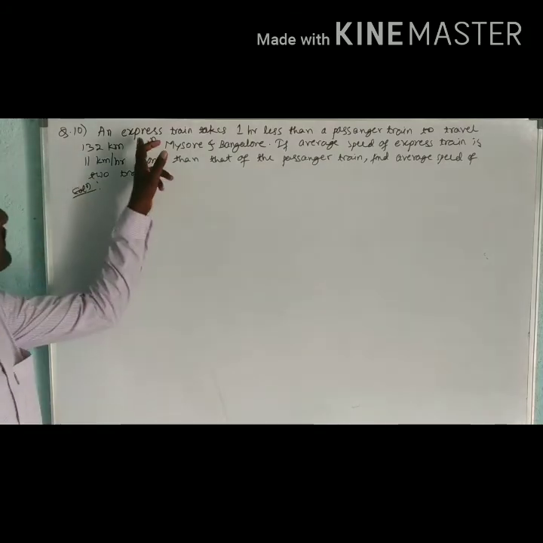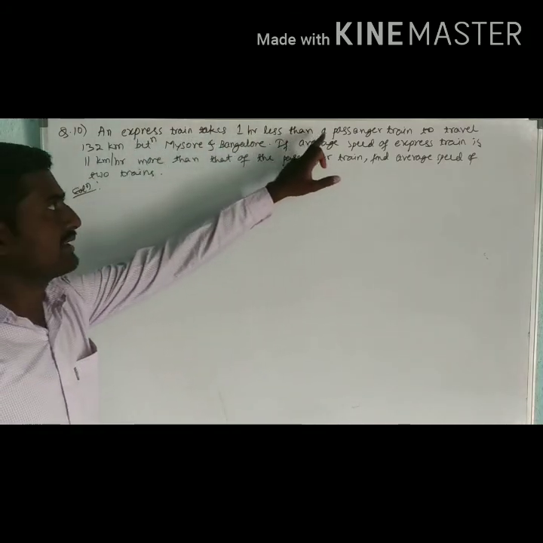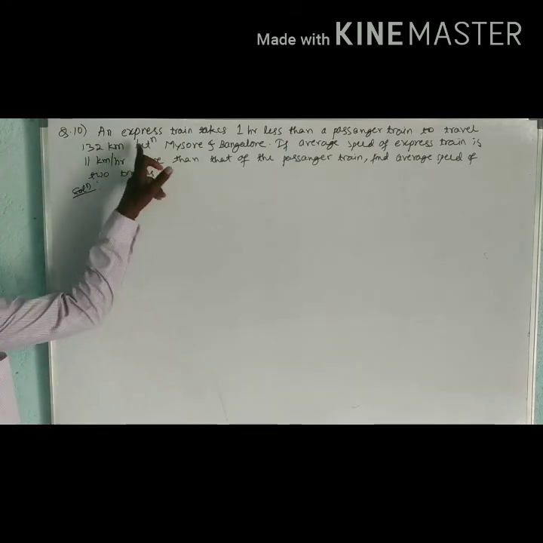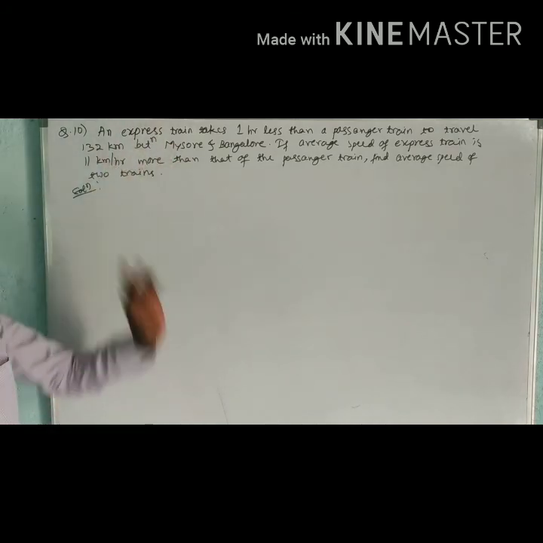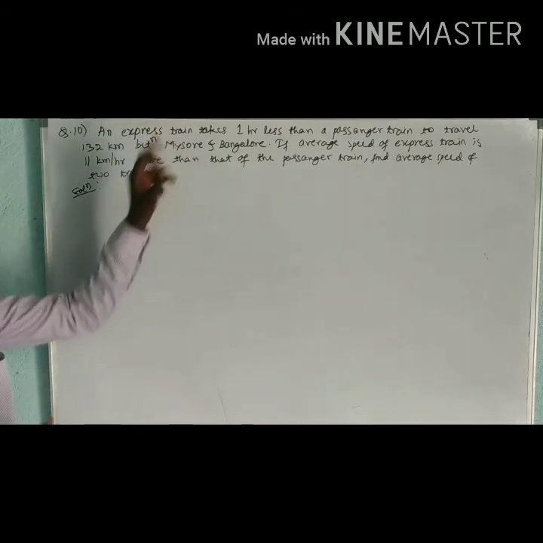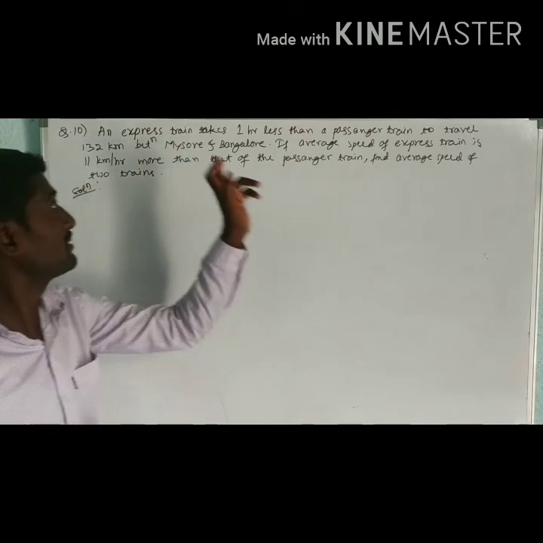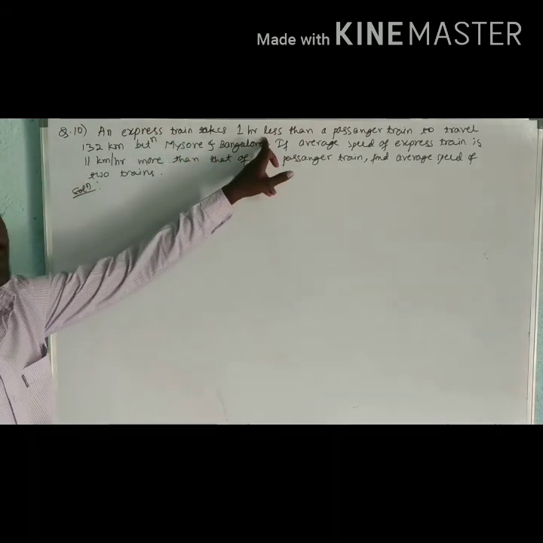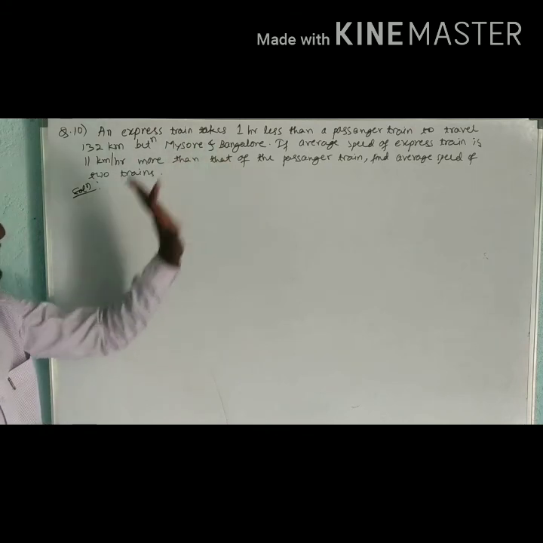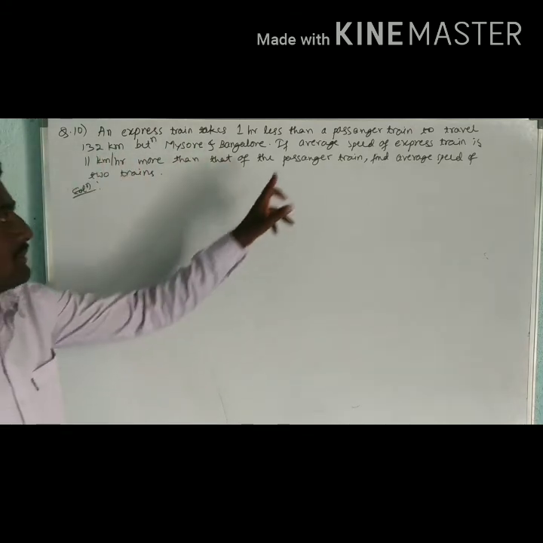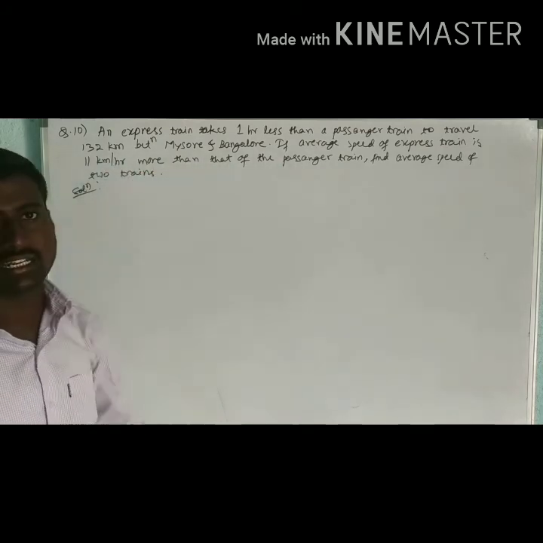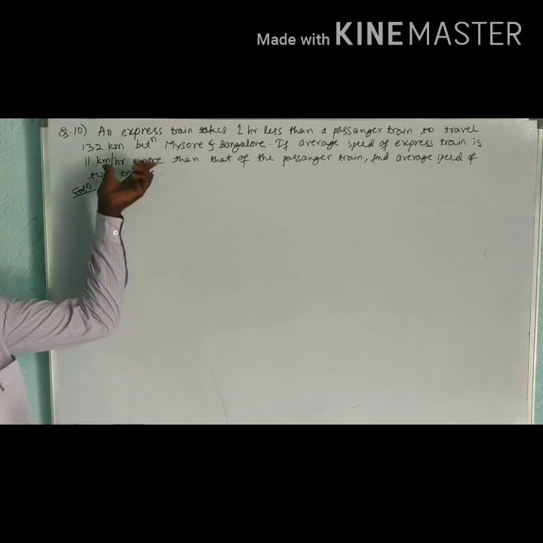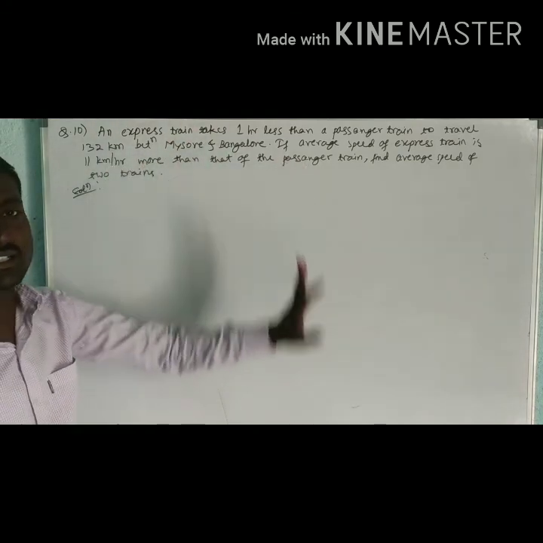Next question. An express train takes 1 hour less than a passenger train to travel 132 km between Mysore and Bangalore. So the passenger train and another express train is there. Express train will take less time, passenger train will take more time. They said express train takes 1 hour less than passenger train between Mysore and Bangalore, that is of distance 132 km. If the average speed of express train is 11 km per hour more than that of passenger train.